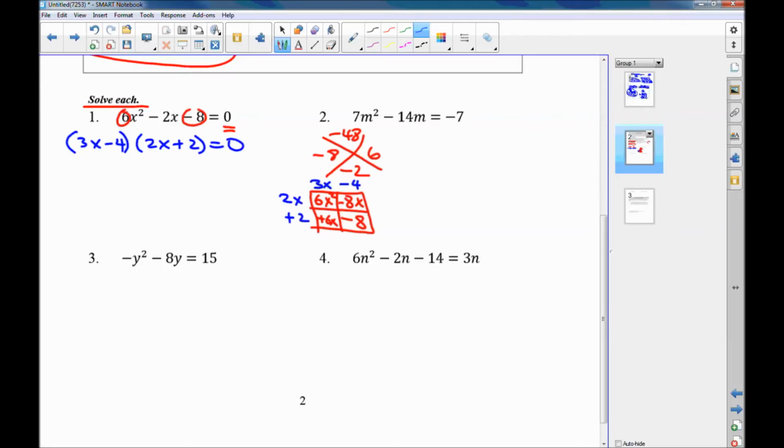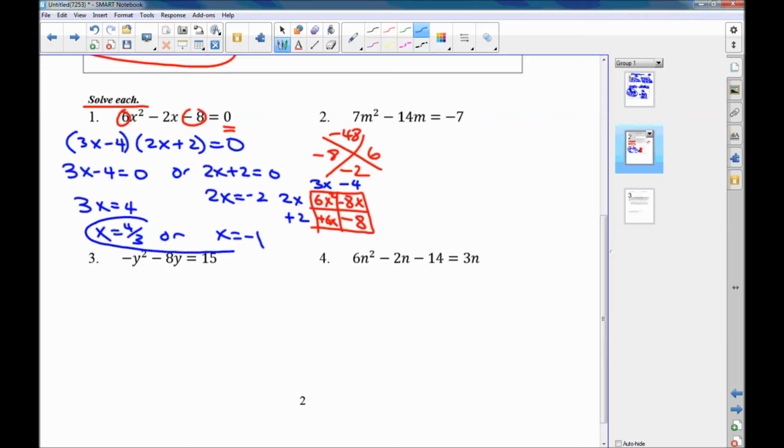All right. And then we split it into two problems. So 3x minus 4 is 0, or 2x plus 2 is 0. And then this will give us 3x equals 4, so x is 4/3, or 2x equals -2, so x is -1. Okay.